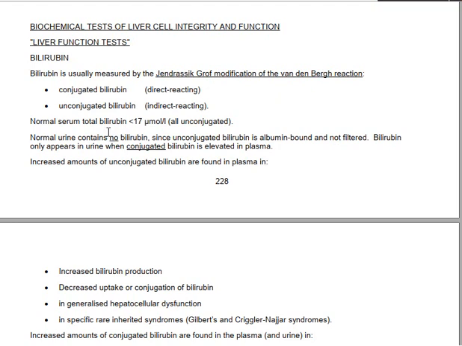Now you need to know that bilirubin only appears in urine when conjugated bilirubin is elevated in the plasma. It's only when conjugated bilirubin is elevated in the plasma that it can appear in the urine. So you are going to have a high level of conjugated bilirubin in the urine in cases of post-hepatic jaundice. So when you have post-hepatic jaundice, you're going to have a high level of conjugated bilirubin in urine. Is it clear? But when you have a high level of urobilinogen in urine, it means that it is more of a pre-hepatic jaundice.